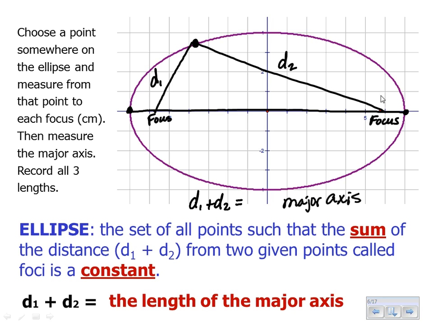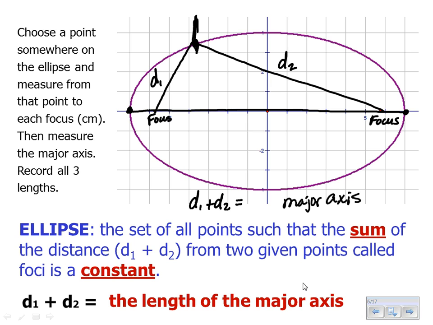Now I want to show you, imagine that D1 plus D2 is a piece of string, and that the ends of the string are tied to the foci. Now if you removed that piece of string from the 2 foci and stretched it out, it would match the length of the major axis. Also, if you took a pencil right here and drew, maybe here's your point of your pencil, and pulled the string tight and drew around, it would actually trace out the path of the ellipse. I'm going to show you that.